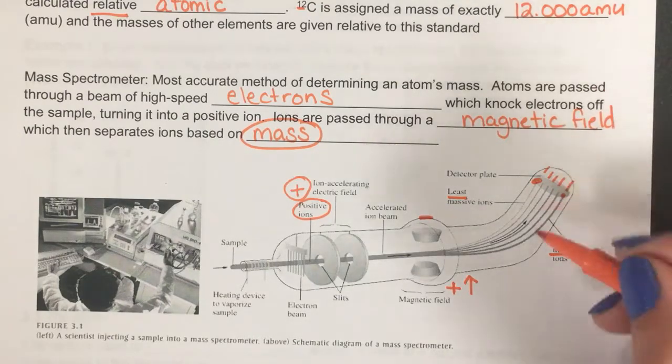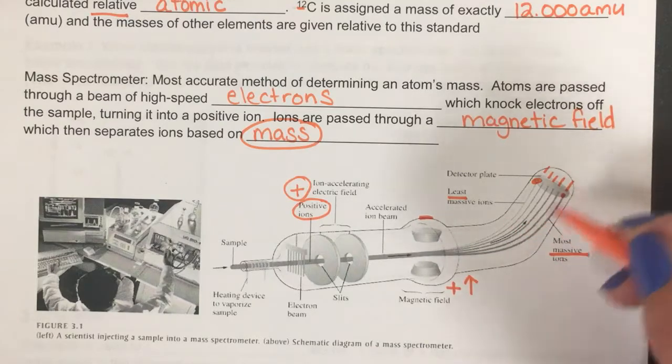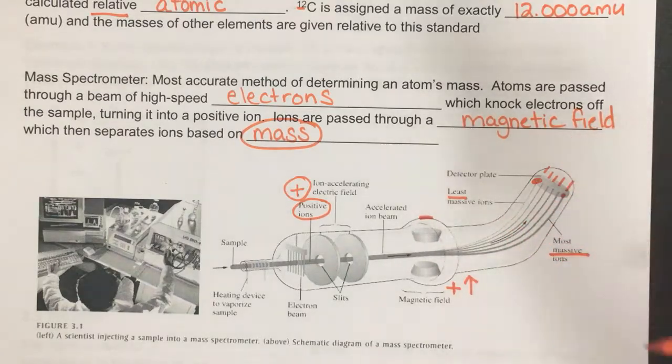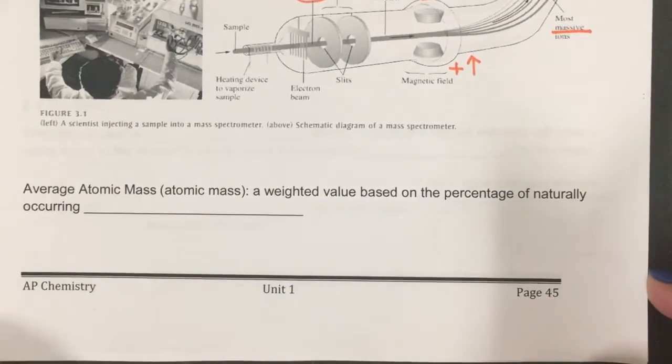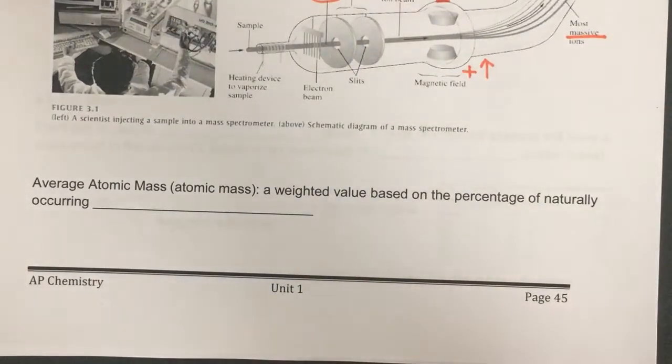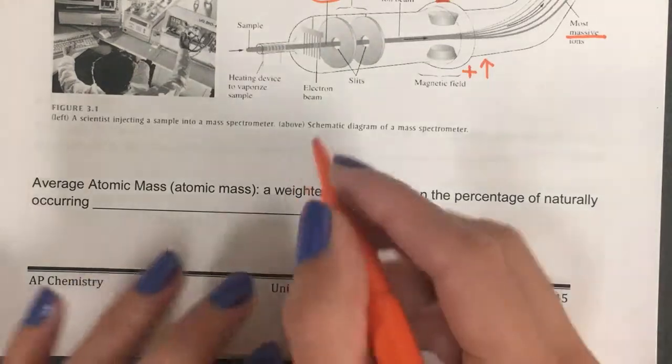We can figure out how many of each of our isotopes are present in a pure element, or if we had a mixture, we could figure out what the mixture was actually made of based on mass. Okay? So what we're finding is the average atomic mass. And here's the important part.